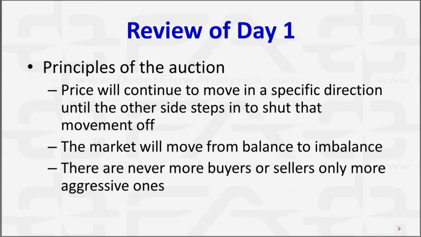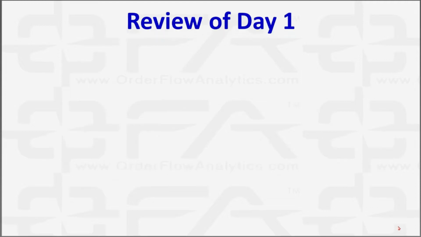If we're looking at a balanced day where price is moving up, price is moving down, we can see the rotation beginning to occur. We can see it in the volume profile. Then at the bottom of that range, it's likely to move up. Top of that range, likely to move down until something else happens. Either one side steps in to continue that move, or otherwise it's likely that the other side's going to step in, shut that movement off, and turn it back around. The market will move from balance to imbalance. Every market does this, and there are never more buyers or sellers, just more aggressive ones.